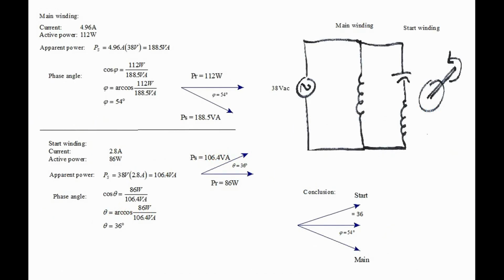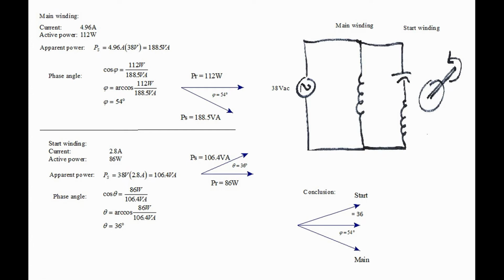An AC induction motor has 2 windings in the stator. They're called the main winding and the start winding. There is no electrical connection between the stator and the rotor. The motion is caused purely by magnetism.